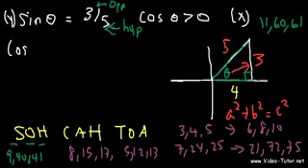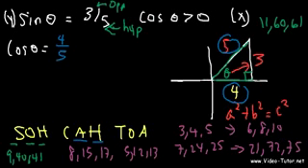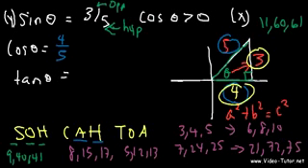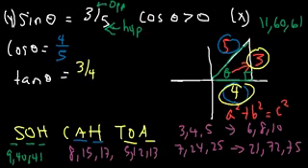So let's find cosine theta relative to that triangle. According to SOHCAHTOA, cosine is adjacent over hypotenuse. This is the adjacent side. It's close to the theta. And that's the hypotenuse, so it's 4 over 5. Tangent theta is equal to the opposite side divided by the adjacent side. You see opposite over adjacent, so it's 3 over 4.